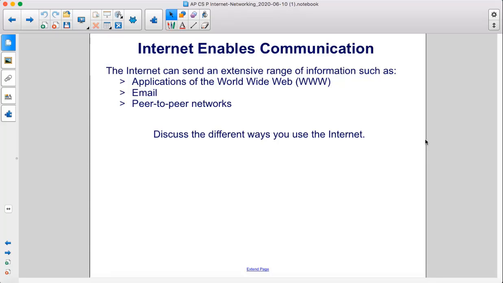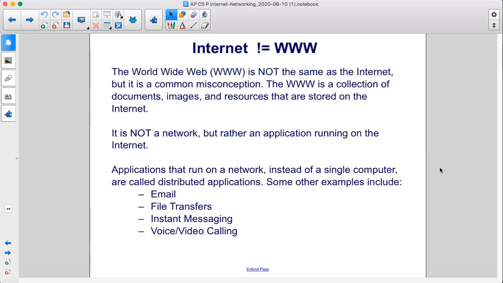The Internet can send an extensive range of information, such as applications of the World Wide Web, email, and peer-to-peer networks. Discuss the different ways you use the Internet. The World Wide Web is not the same as the Internet, but it is a common misconception. The www is a collection of documents, images, and resources that are stored on the Internet. It is not a network, but rather an application running on the Internet.